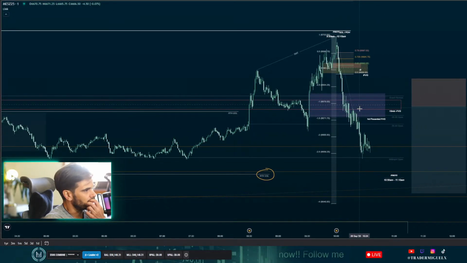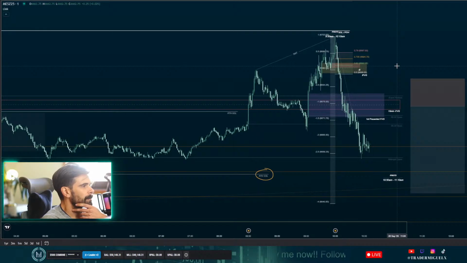I could have entered here, but I didn't like how price just left all this open. Now kind of was afraid that the first presented fair value gap would act as a trampoline to come and rebalance these imbalances. That's why I did not enter around here. So yeah, at this point I will wait. There's nothing that I can do.